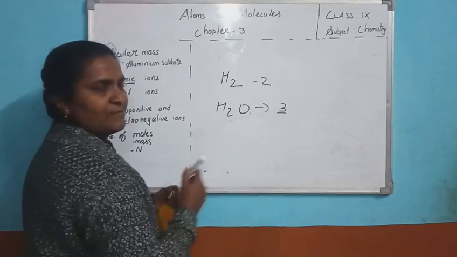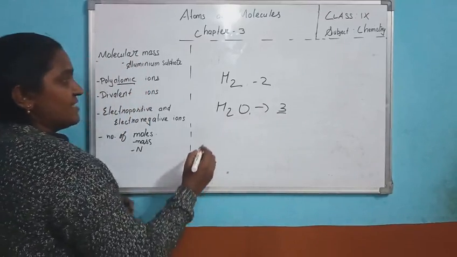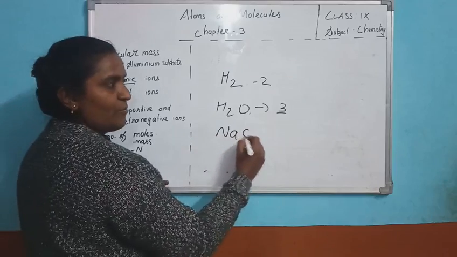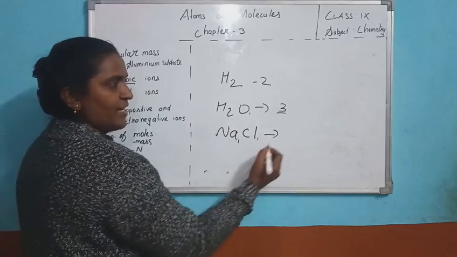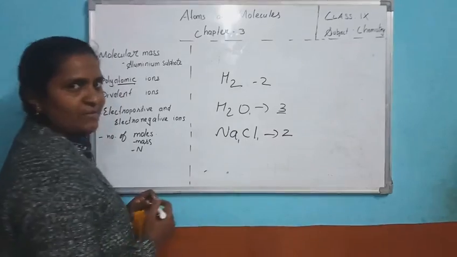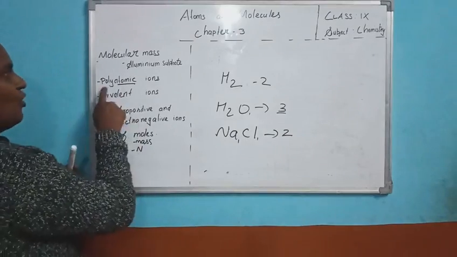Overall 3 atoms. What is the atomicity of NaCl, sodium chloride? First write the formula, then only you can count. Sodium 1 atom, chlorine 1 atom, and you will have 2 atoms. Clear? Now the question is polyatomic ions.